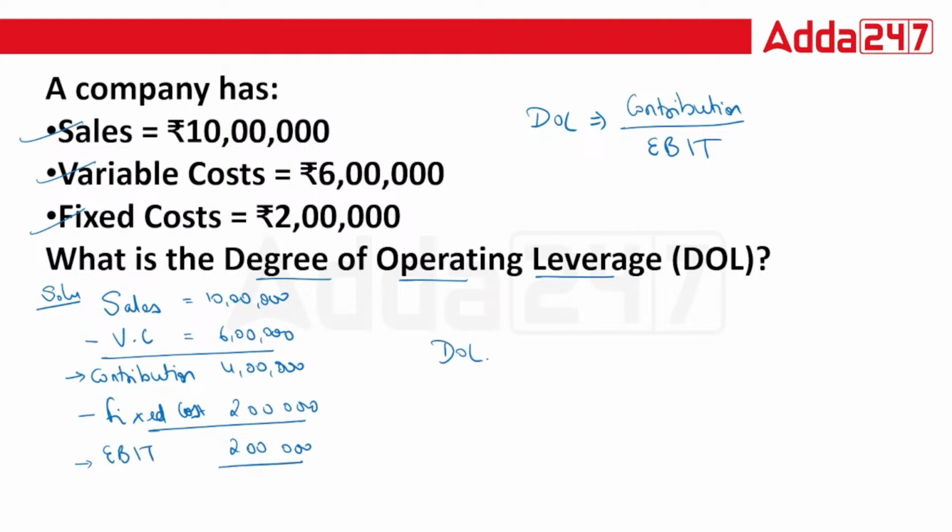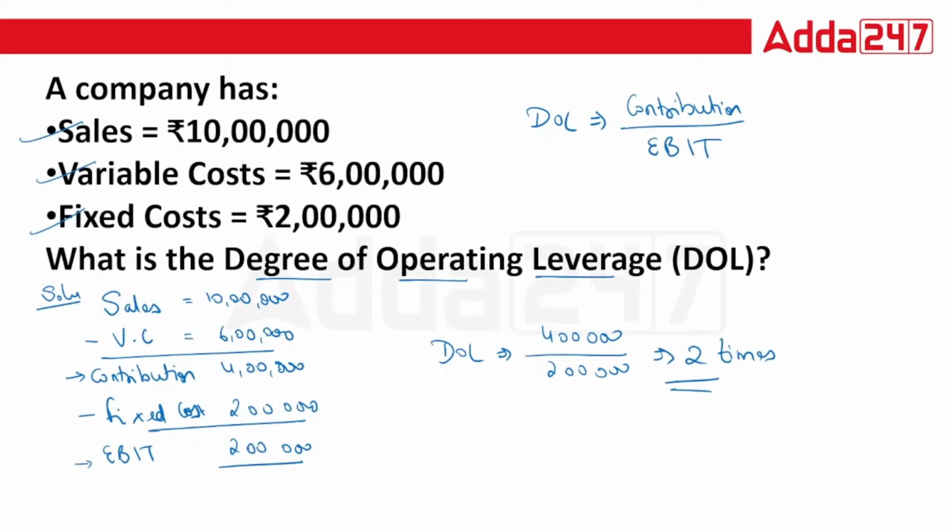So degree of operating leverage equals contribution divided by EBIT. So 4 lakh divided by 2 lakh, that is 2. Correct? So the correct answer is 2 times, your degree of operating leverage.